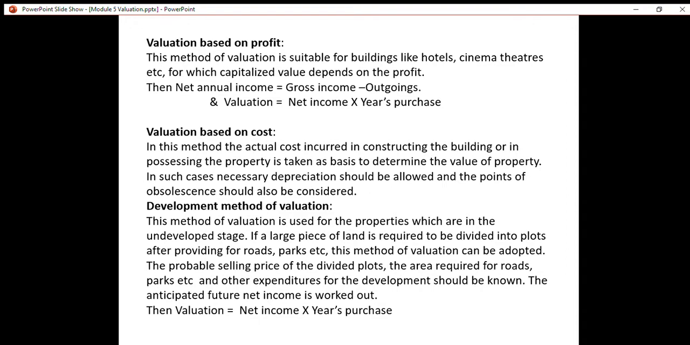Number 5, development method of valuation. This method is used for the valuation of undeveloped land which are later developed and sold. The total cost required for development is noted down.